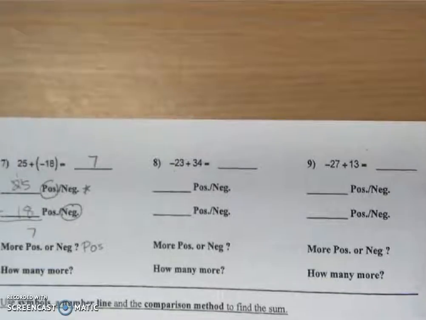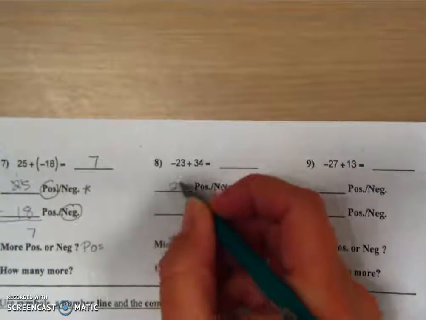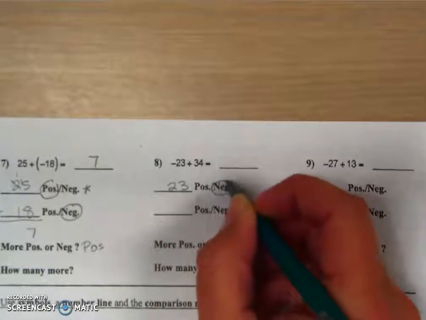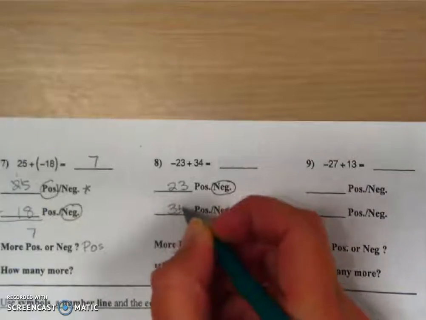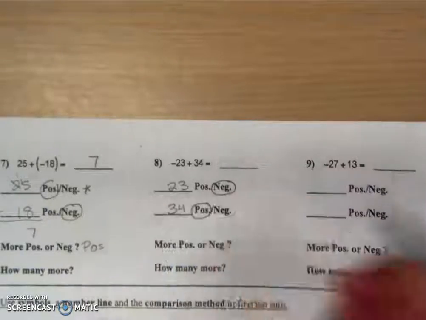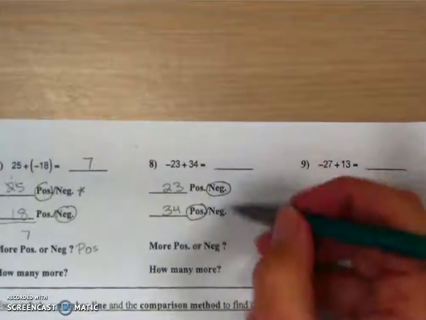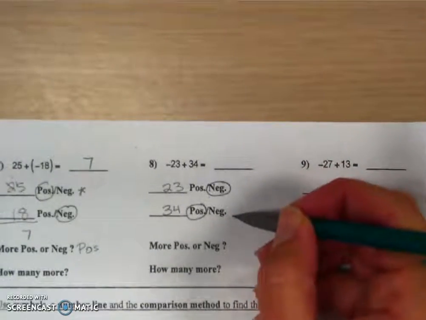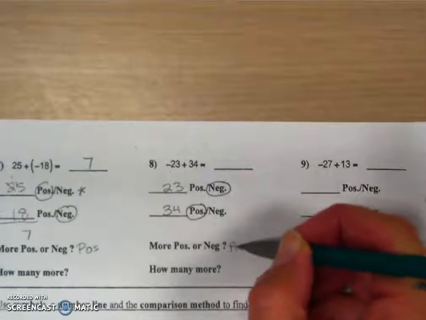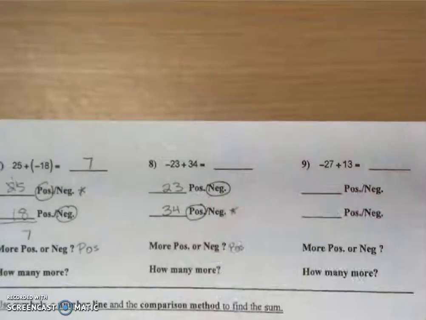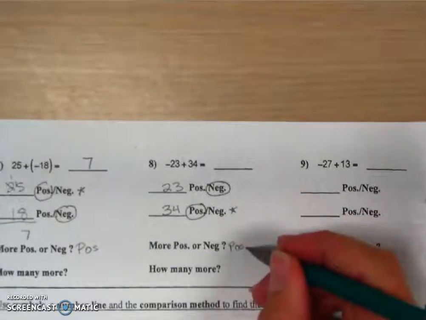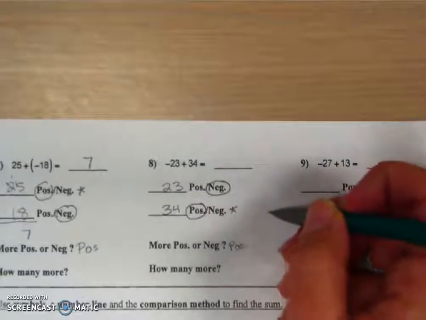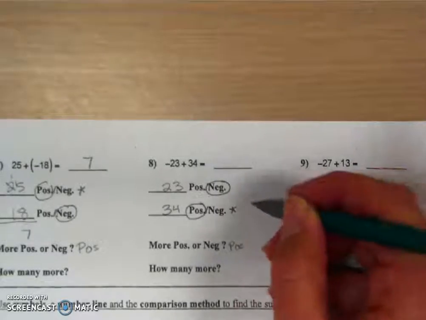On to number 8, our first number is 23, so we would have 23 negatives and 34 positives. Which one do I have more of? Well, I definitely have more positive numbers. Since I can say which one I have more of, that means we'll end up subtracting these numbers because some of them are going to cancel out.